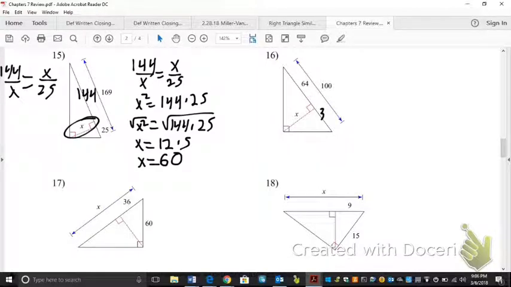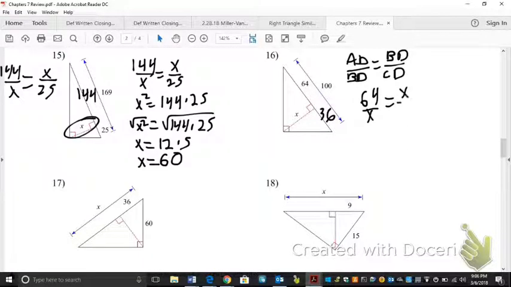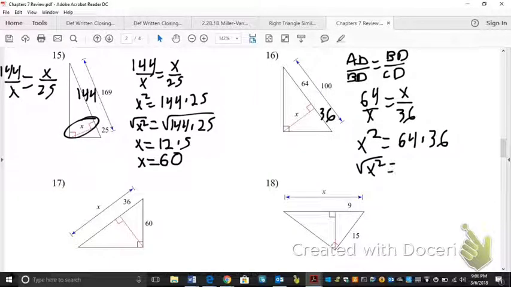So notice on the next one, 16, same general idea. We need to find that missing piece of the hypotenuse. So we got 100 minus 64, that gives us 36. So we're going to go 64 over x equals x over 36. Cross multiply, we get x squared equals 64 times 36. Do the square root of both sides. It gives us the square root of x squared equals the square root of 64 times 36, or 8 times 6, or 48.